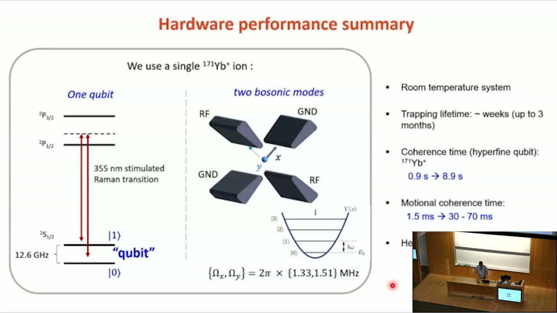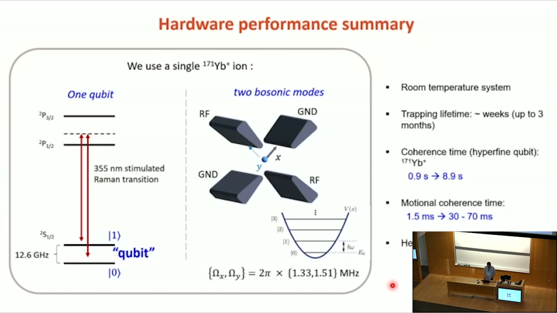Since the beginning, when we started this project, we have made quite a lot of improvements to our hardware. For example, we have improved our qubit coherence time from about 1 second to about 9 seconds. This is just using the Ramsey experiment. I think Guido mentioned that there was a 10-minute qubit coherence time done in China. That is with pretty advanced dynamic decoupling, and this is without doing that.